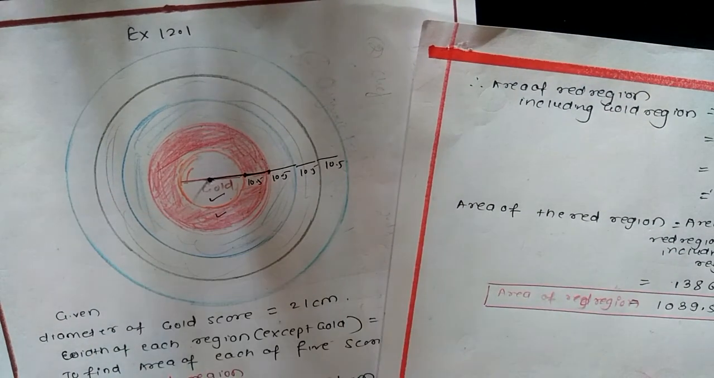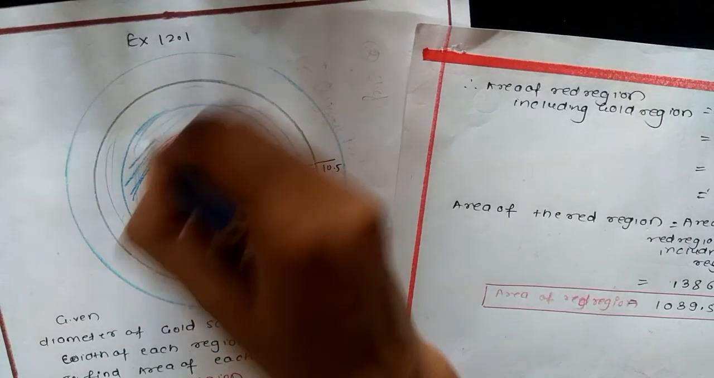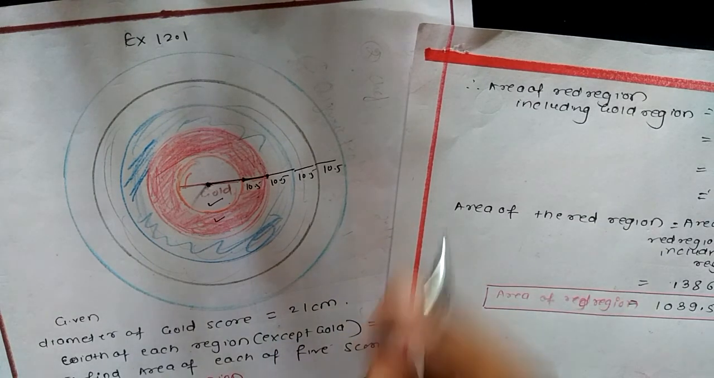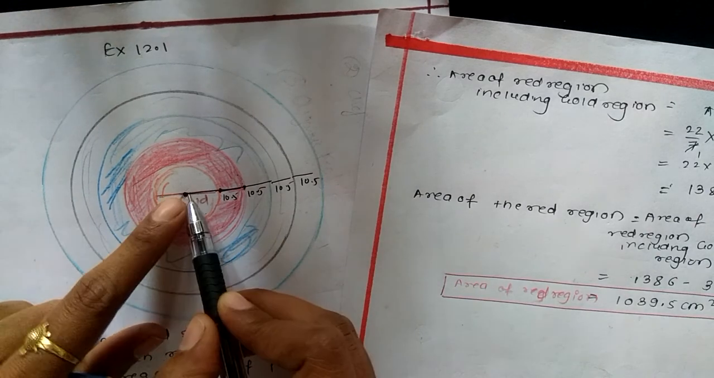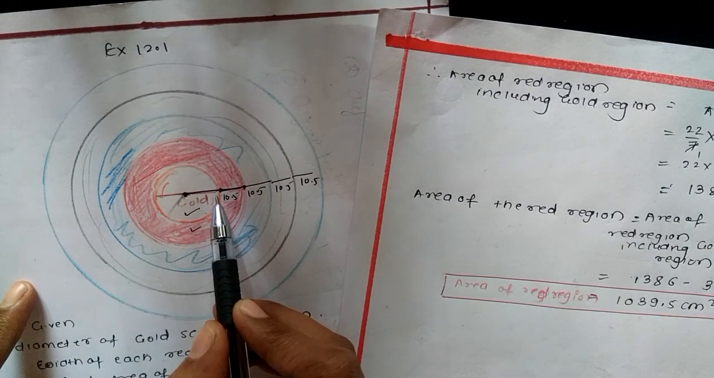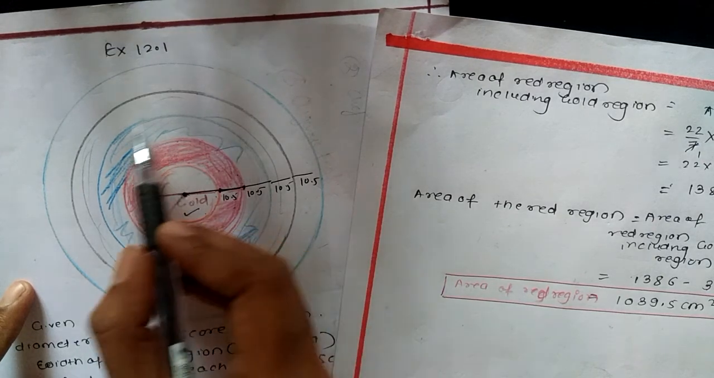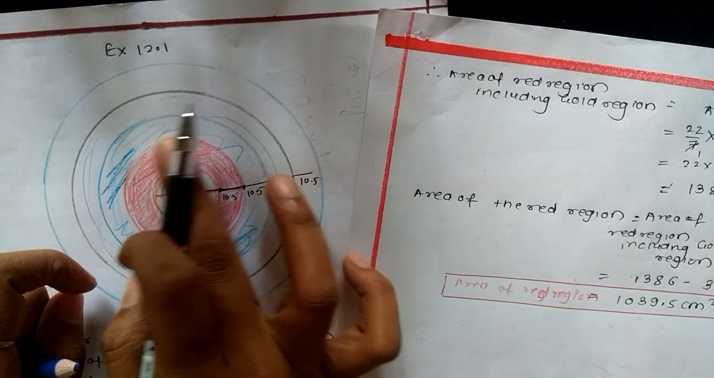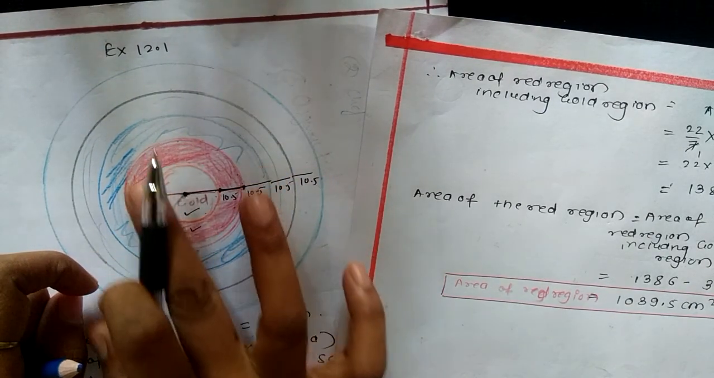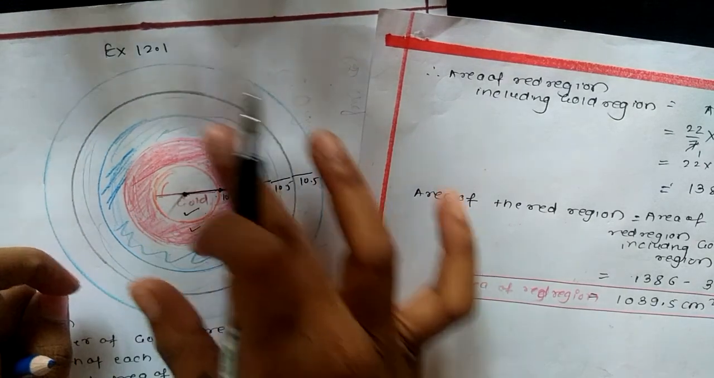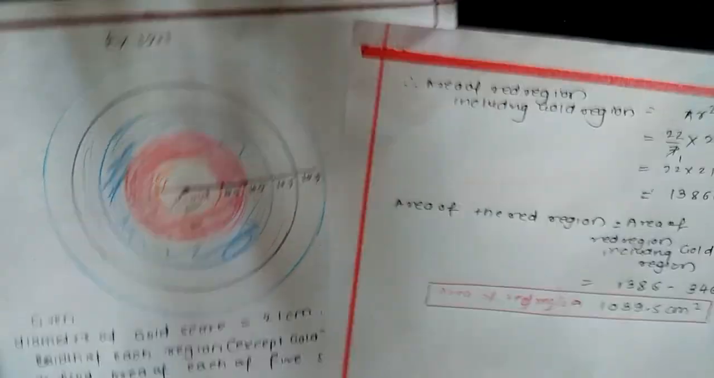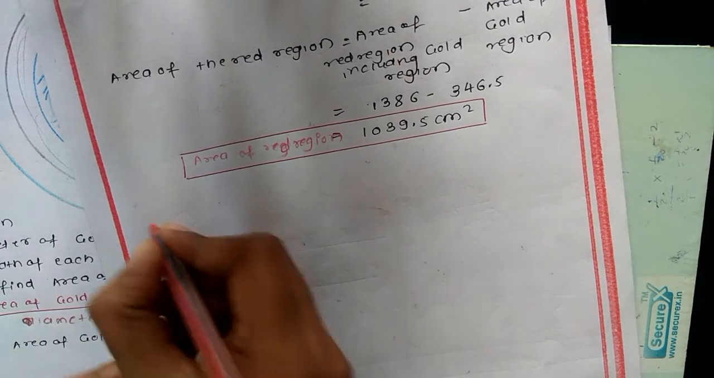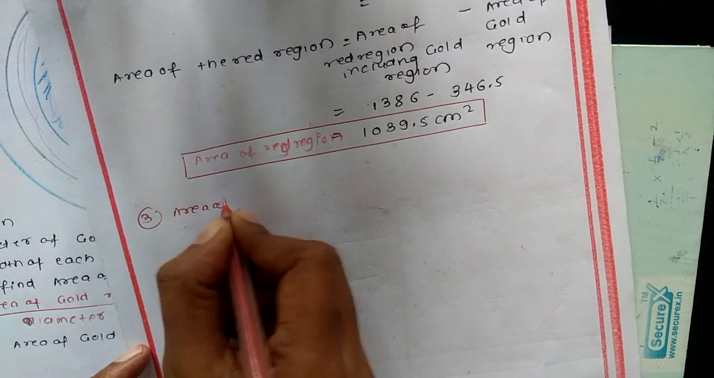Now we have to find out the area of this blue region. Here also you have to follow the same procedure. First of all, find out the area of this third circle. This is the first circle, the gold circle. The second one is the red circle. The third one is the blue circle. First find the area of this blue circle. From that, subtract the area of the red circle, which we already found. If you remove this, you will get the area of only this ring, that is only the blue region. That is the third one. We are finding the area of the blue region.